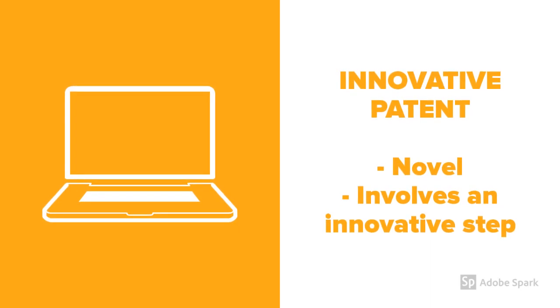The second type of patent is an innovative patent. These require a lesser degree of inventiveness than standard patents. They must be novel and must involve an innovative step. An innovative patent builds on an already existing invention, but must provide a substantial contribution to it. For example, inventing a laptop, which has the basic background of a desktop computer.